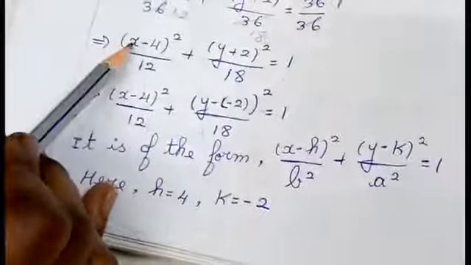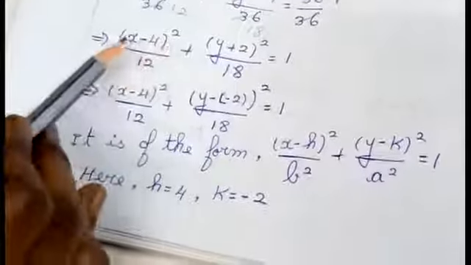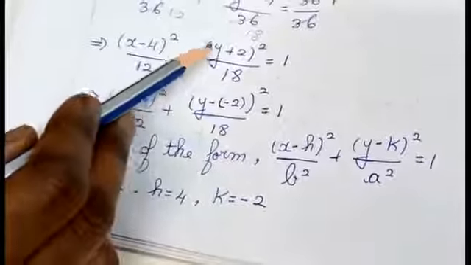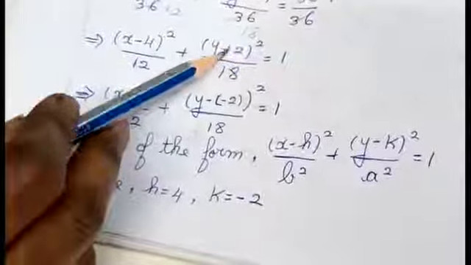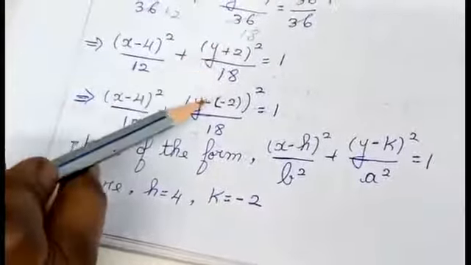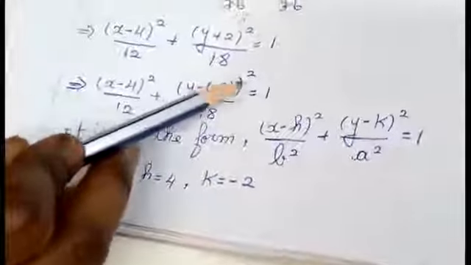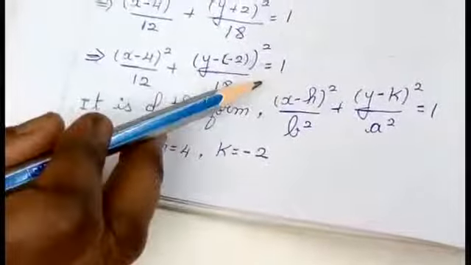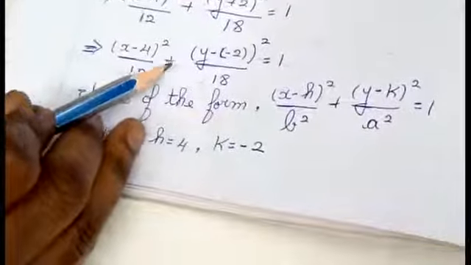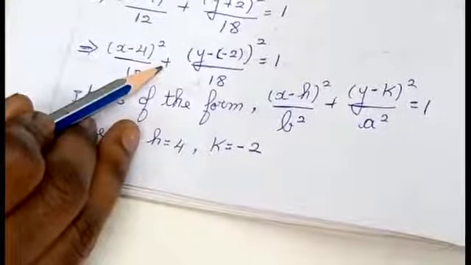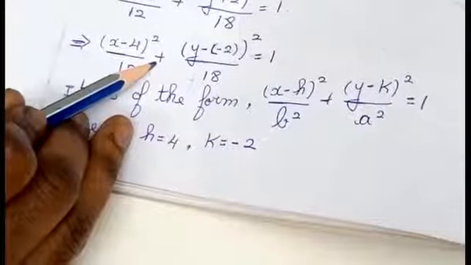Inside, your format is going to be (x minus h) the whole square plus (y minus k) the whole square. Since I have to get a negative sign inside, this positive I am writing as minus of minus 2 the whole square by 18 equal to 1. Now I am just finding out the equation here. In the middle you are having positive, so it is going to be an ellipse.